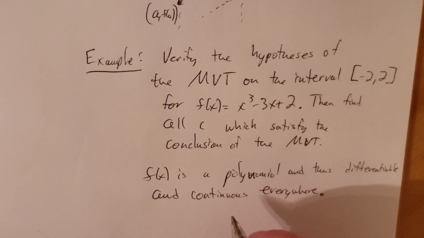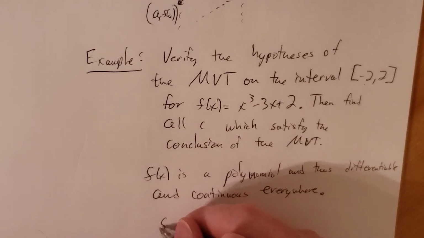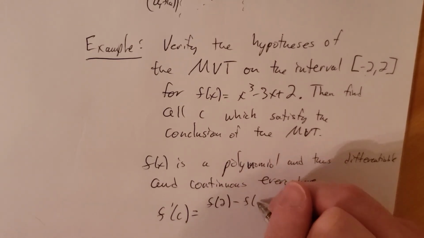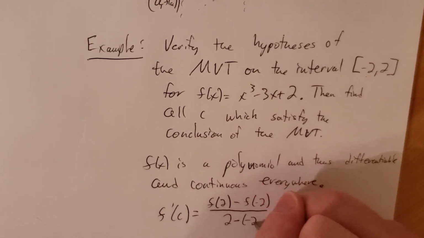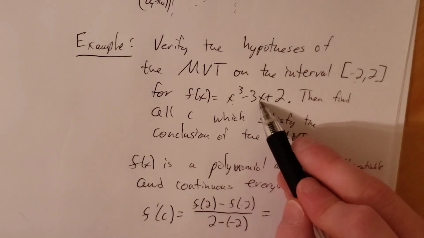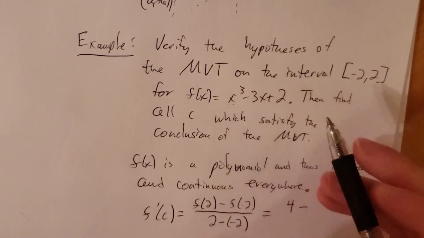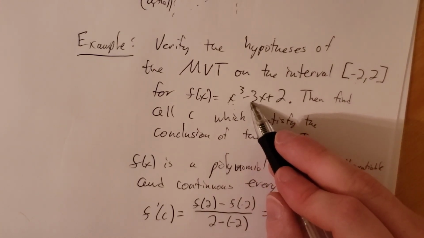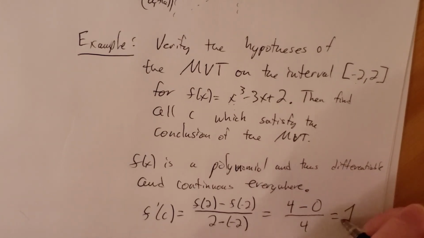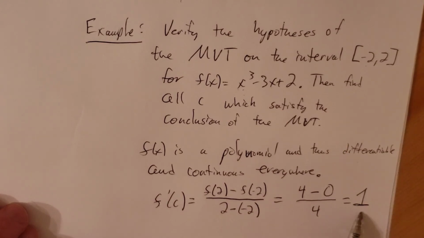Now, what is the conclusion? The conclusion is that there is at least one point c between -2 and +2 in which f prime of c is equal to f of b, so f of 2, minus f of a, so f of -2, all over b minus a. All right, so we plug in 2 here. 2 cubed is 8, minus 6 is 2, plus 2 is 4. Minus, plug in -2 here, it's -8, plus 6 is -2, plus 2 is 0, all over 4 here, and we get 1. So there is some point c where the derivative is 1.